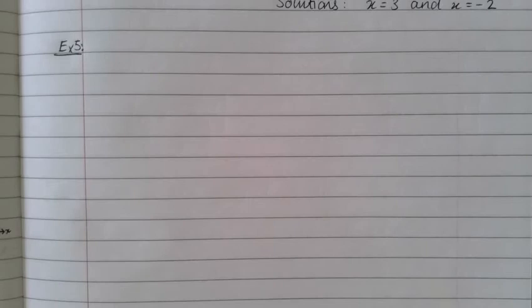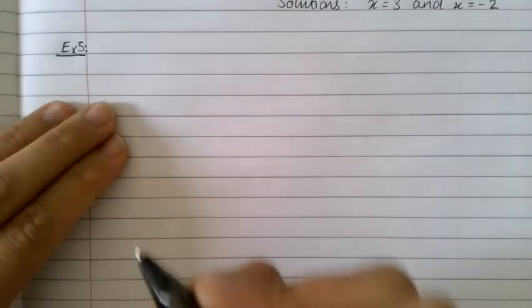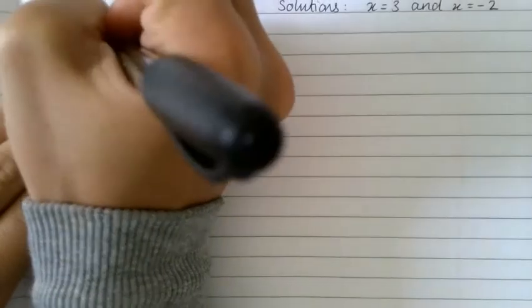Okay, so we're going to look at the last two examples now, examples 5 and 6. In both of these examples, we are still solving equations that have the modulus function involved in them, but they're just slightly more complicated than example 4. So example 5 asks us to solve this equation: the modulus of 3x take away 5 equals 2 take away a half x.